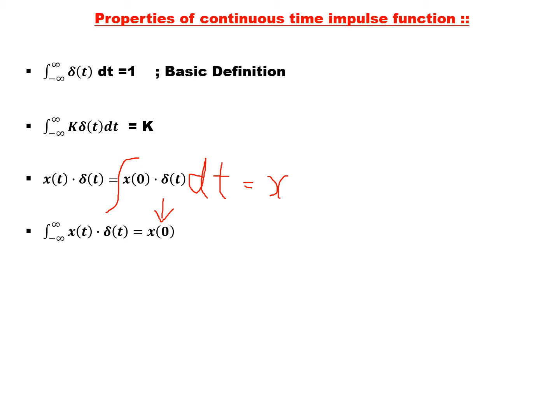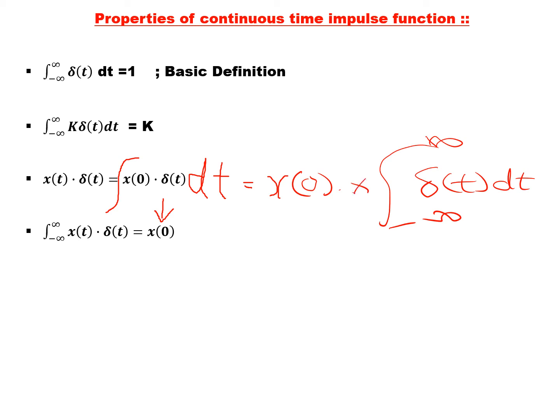So x at 0 comes out of the integration, into the integration of delta t dt, with limits minus to plus infinity. When you multiply these two, the integral is 1, so this entire thing becomes x at 0. That is, if you simply multiply a signal with delta t, then integrate, of course showing the integration variable dt, it becomes x at 0.